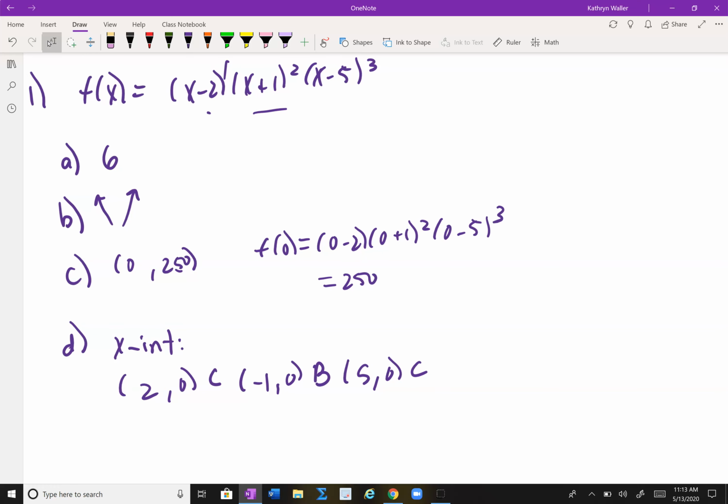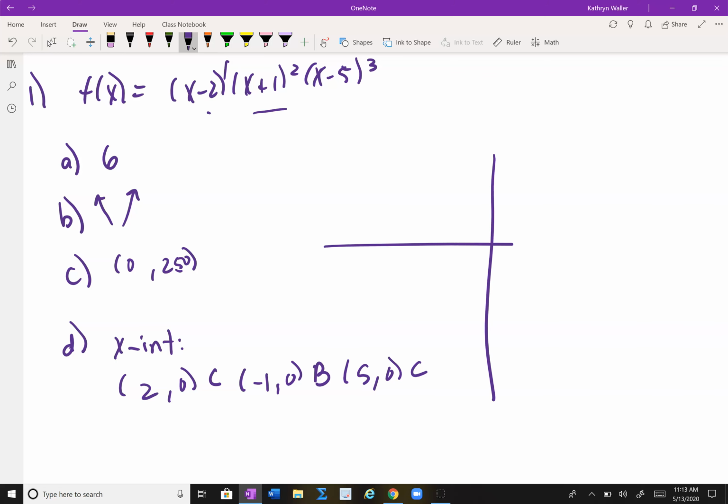By the way, guys, some of you guys are messing up on the maximum number of turning points. Make sure you know how to do that. Super simple. So you just take the degree, which is 6, and subtract 1. So the maximum number of turning points on this graph, if they were to ask you, would be 5.